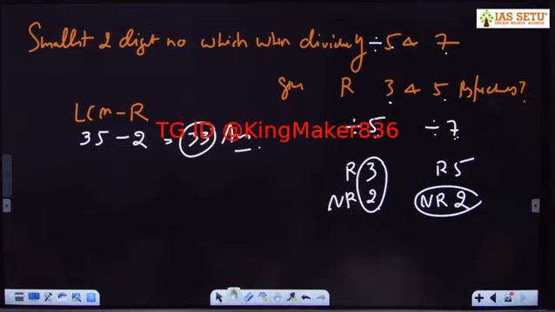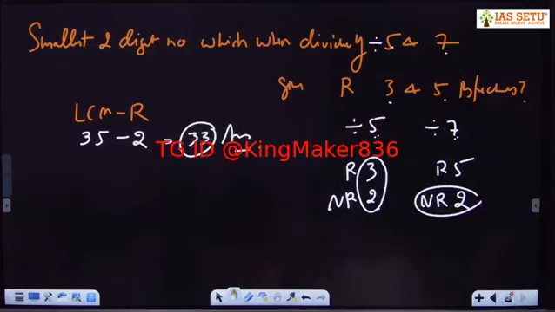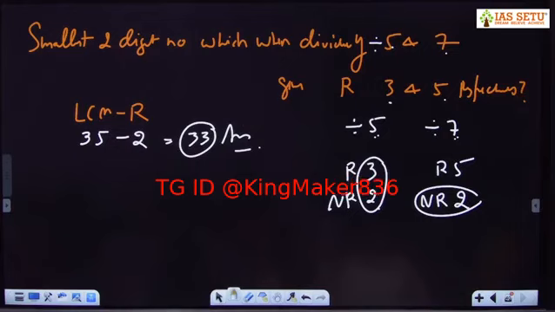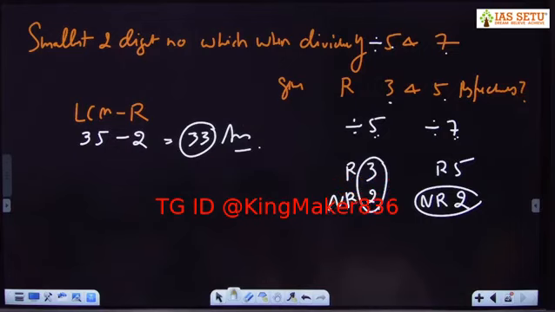33 is that number which when you divide by 5 you get remainder 3. If you divide it by 7 you get remainder 5. Wait, I take 2 more questions.